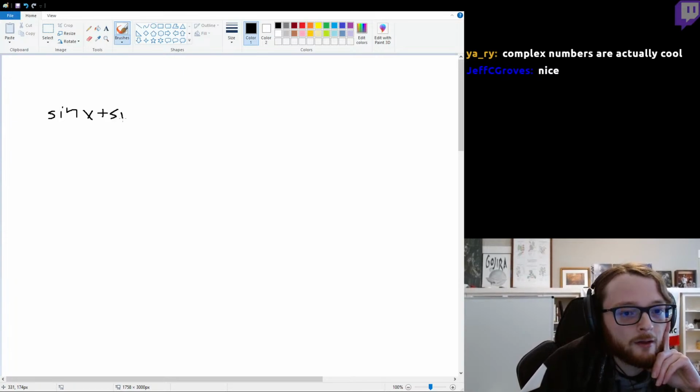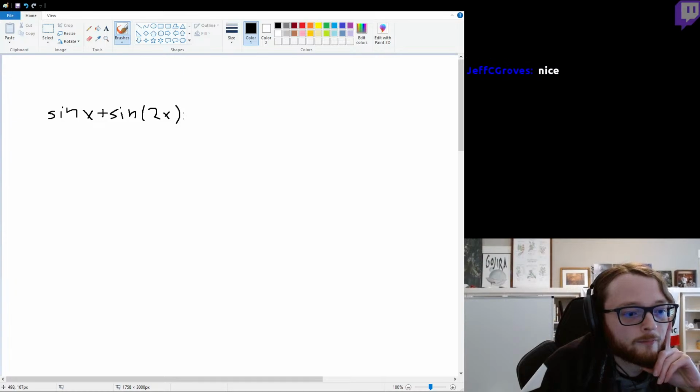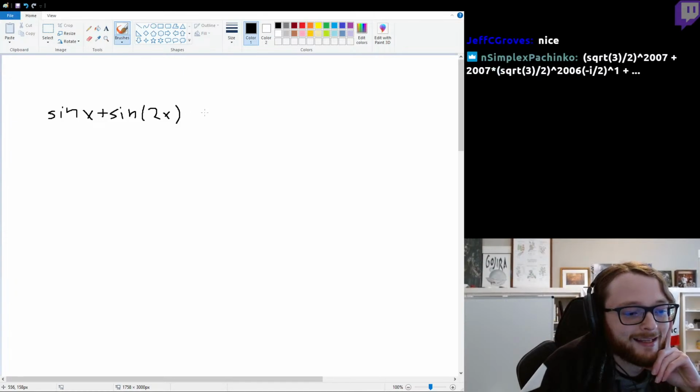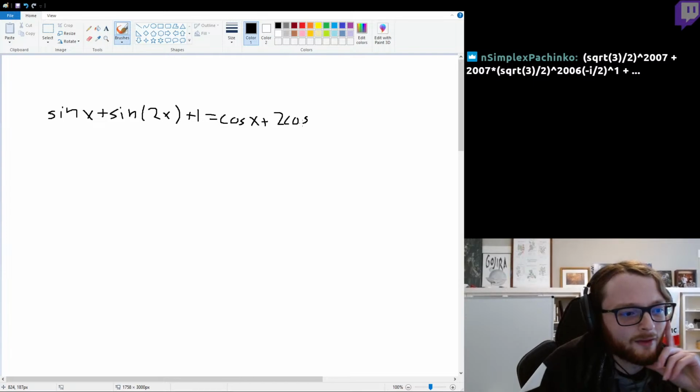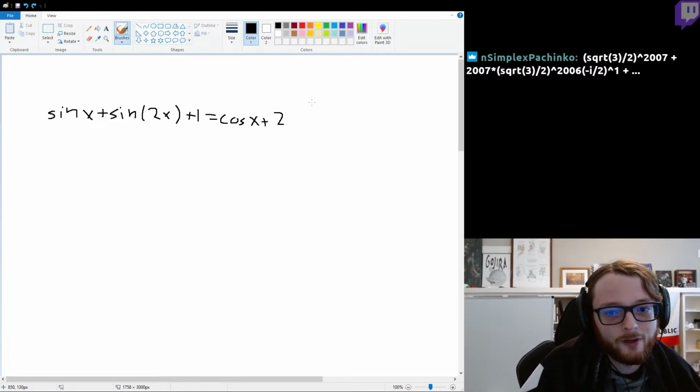So you have sine x plus sine 2x. Yeah, that's the binomial theorem way. It will take a lot of writing. I think that's cosine squared x, not 2 cosine x, right?